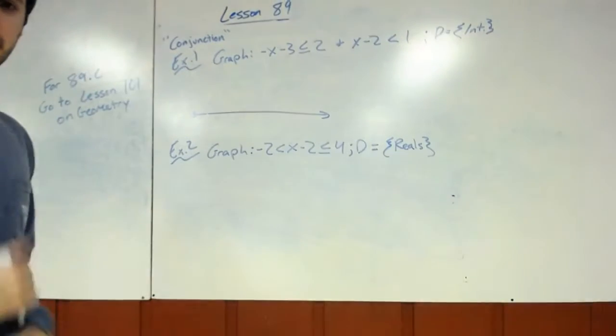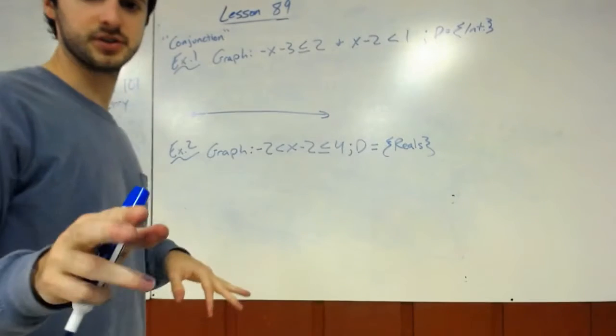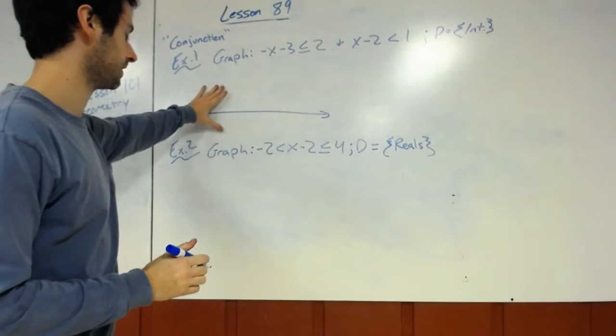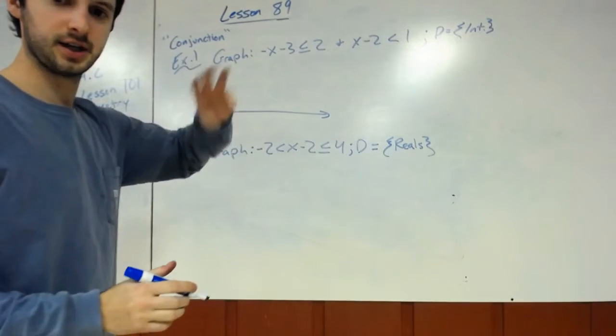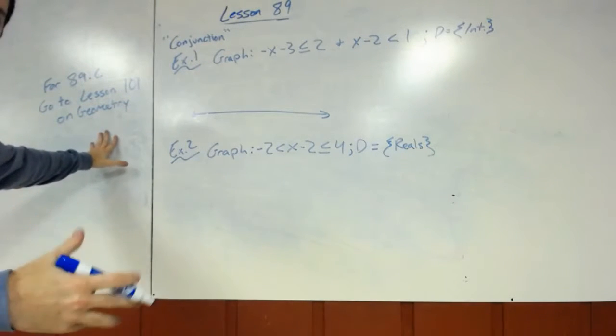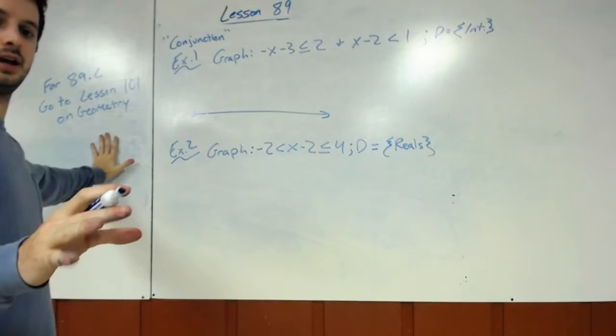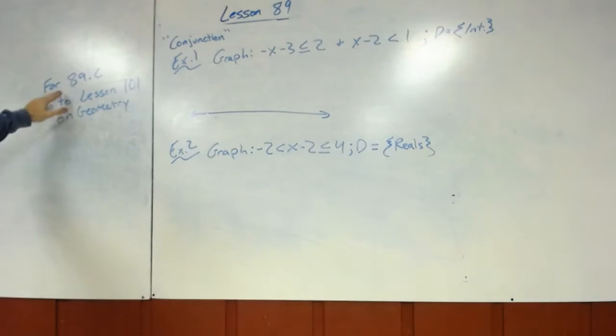We're going to look at what's called conjunctions and disjunctions in lesson 89. But before I start lesson 89 and these concepts, there's a third concept in lesson 89, and it's finding chords and secants. It's determining the length. And you can just find that for concept 89C.